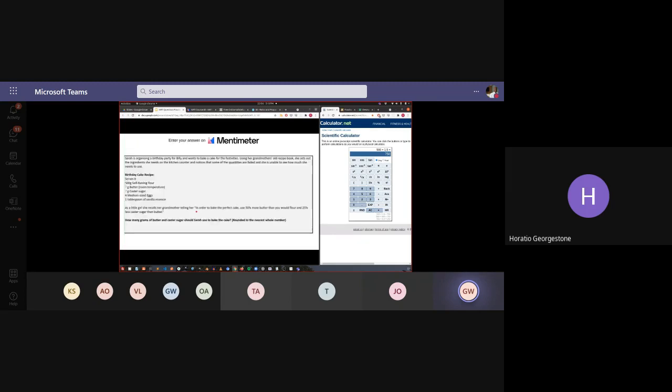Wait, why do I think it's less? Oh, no, sorry, yeah, this is fine. So 25% less, I was just doubting myself there. So 25% less caster sugar than butter. So the butter is 750 grams, right? So we want 25% less than that.